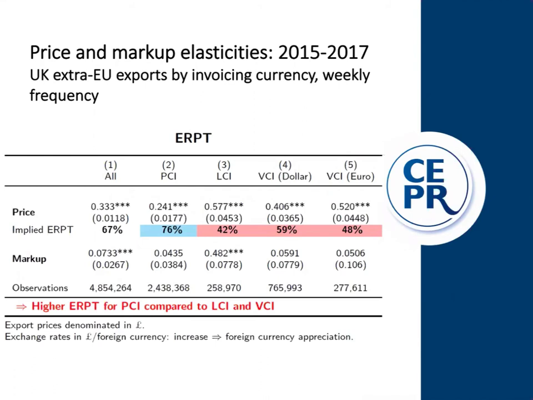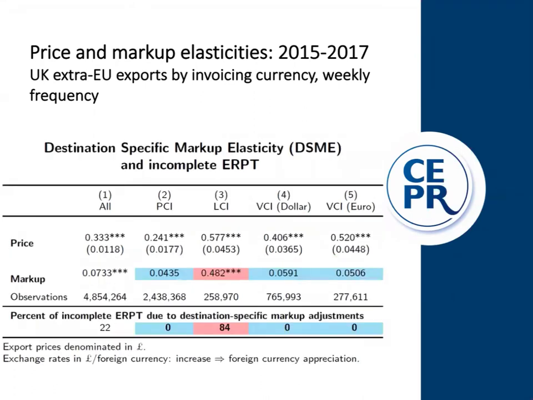Now, if we move to the next slide, what we're trying to understand more deeply is why pass-through is so different for firms that are invoicing in sterling relative to other currencies. And the way we do this is we use a new econometric technique developed in some earlier work I have with Giancarlo Crosetti, Liu Han, and Washeng Song, where we develop a new estimator to try to get access to firms' destination-specific markups.